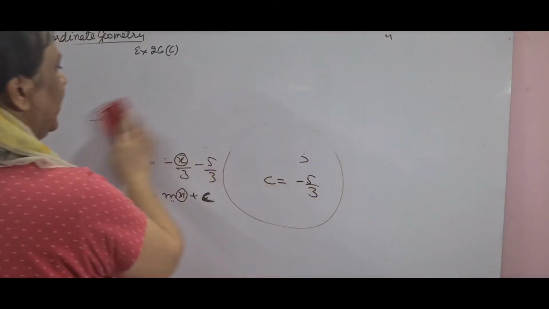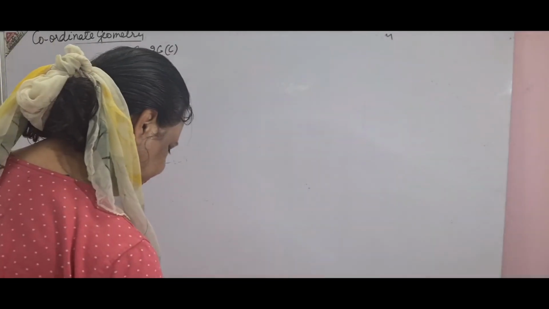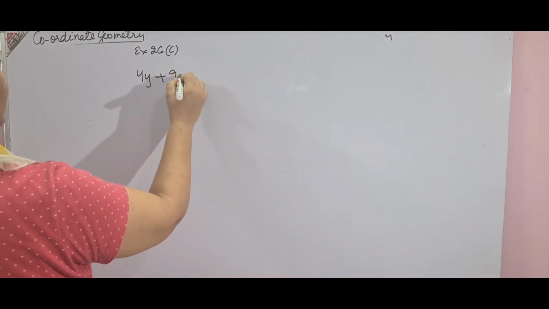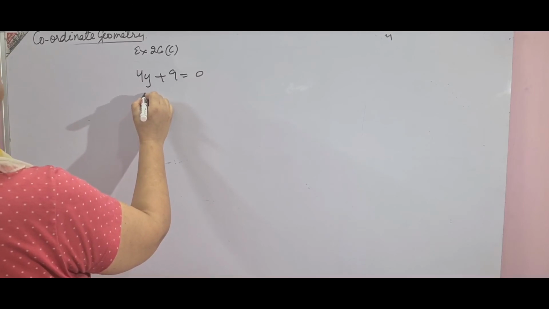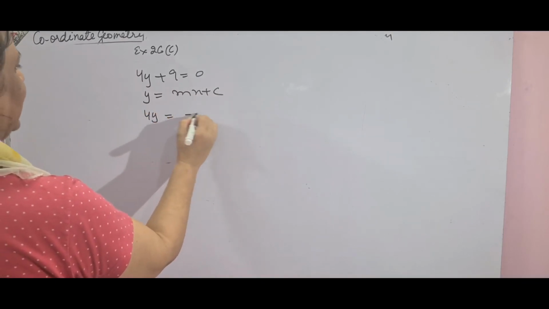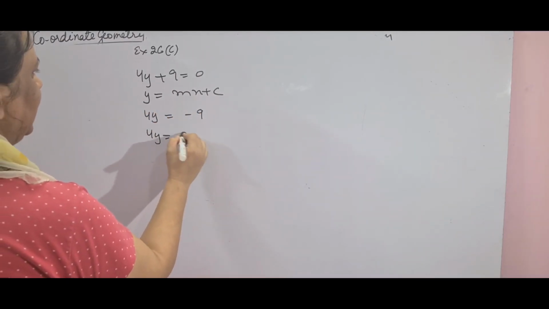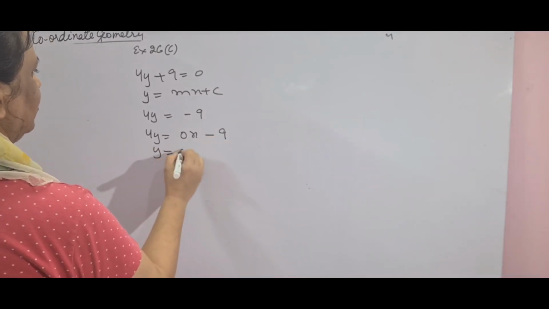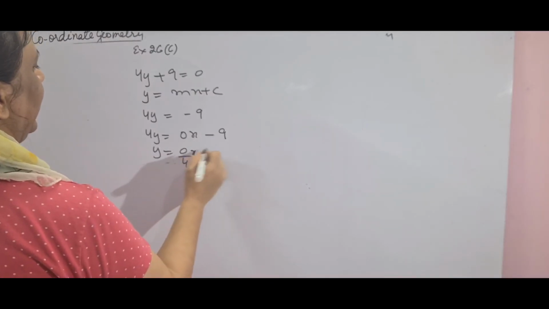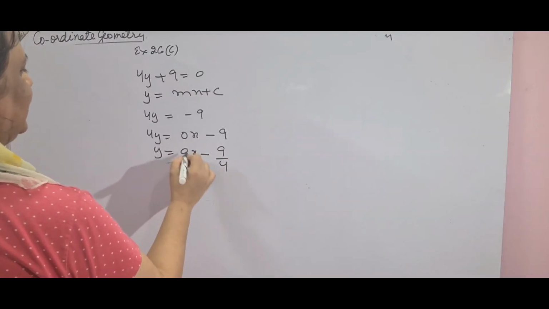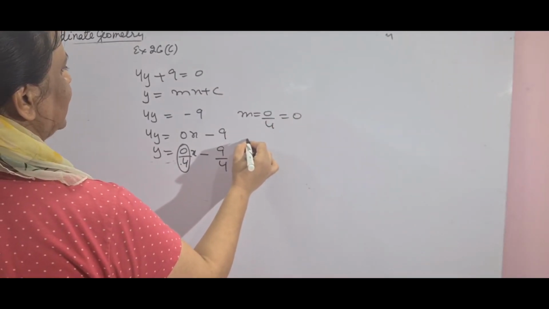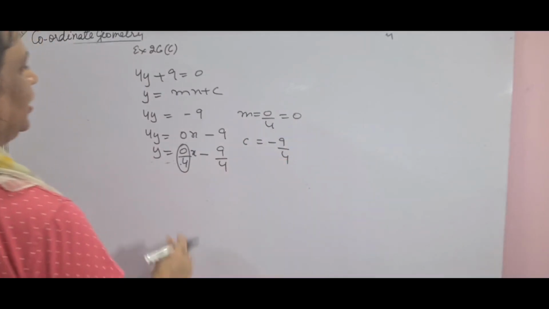Similarly, I'll do one more example for this. For example, question number 6, let it be 4y plus 9 is equal to 0. So I have to compare with the slope-intercept form, y is equal to mx plus c. I will get 4y is equal to minus 9, or 4y is equal to 0x minus 9, or y is equal to 0x minus 9 upon 4. So when I compare, my slope m is 0, and my y-intercept, that is c, is minus 9 upon 4. So this is how we do it.